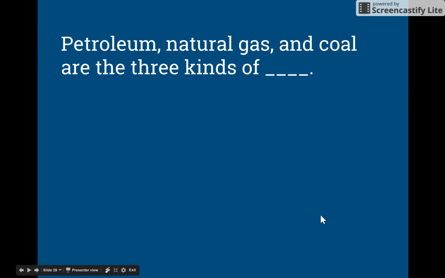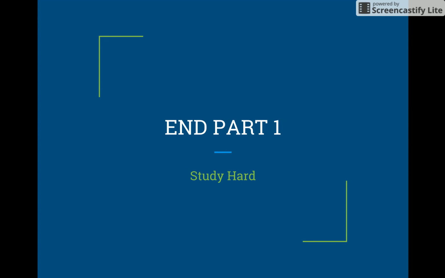Petroleum, natural gas, and coal are three kinds of fossil fuels. That is the end of part 1.